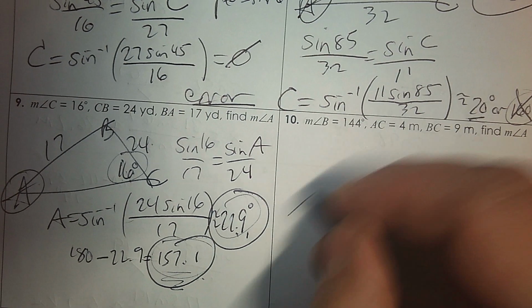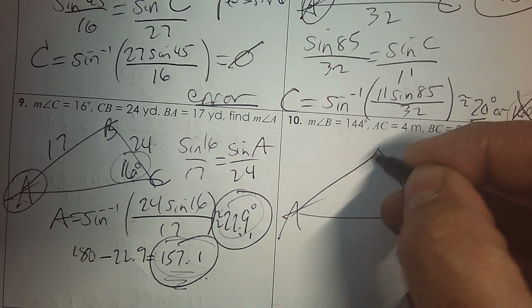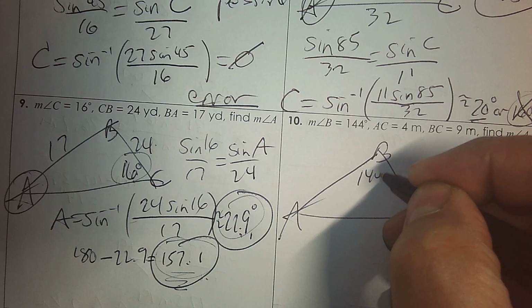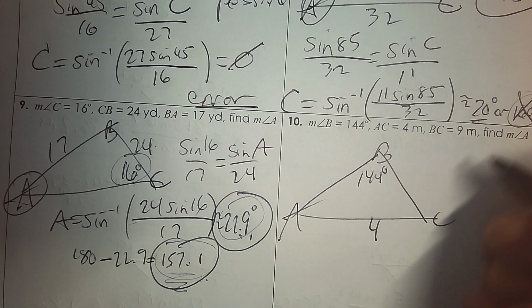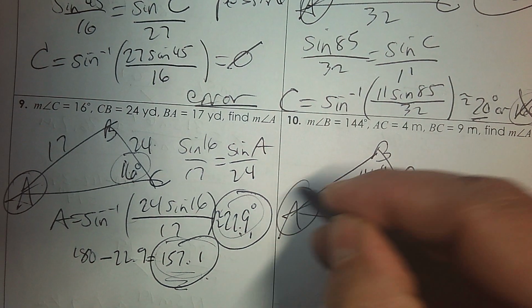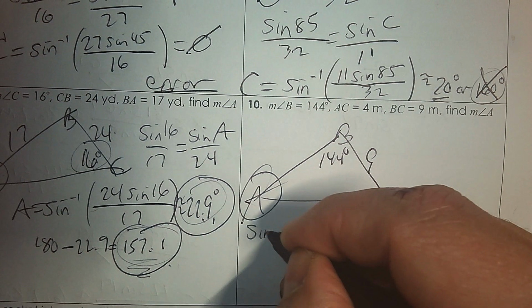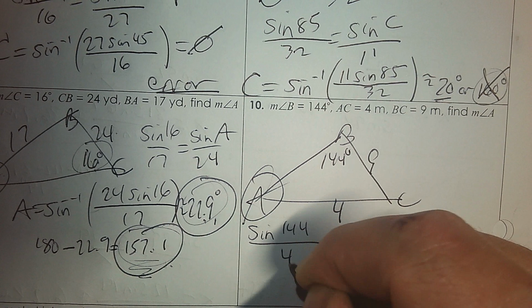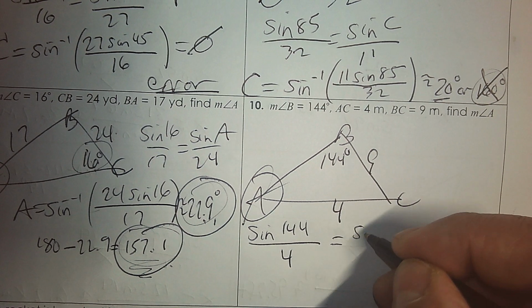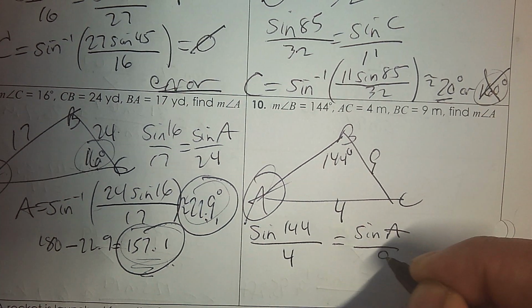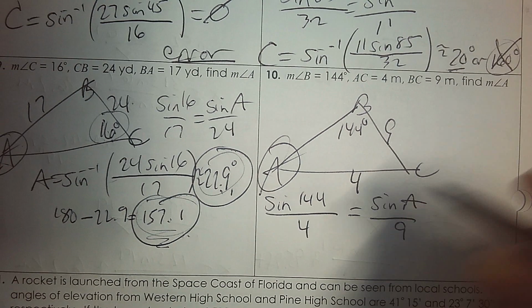We have triangle ABC. B is 144. A to C is 4. B to C is 9. And I'm trying to find this angle A. So I'm going to start with what I know. So sine 144 over 4 is equal to sine A over 9. Now I'm going to give you a clue here. I already know that there's nothing possible here.